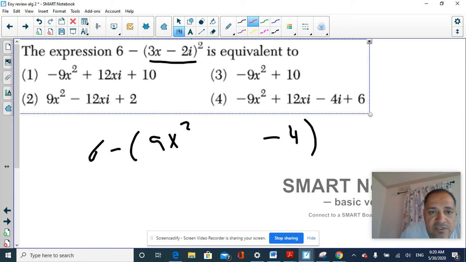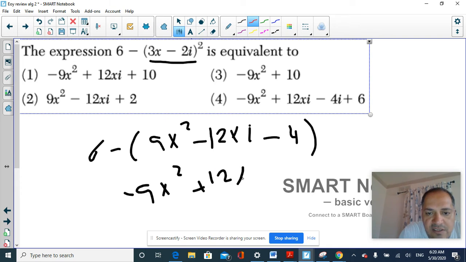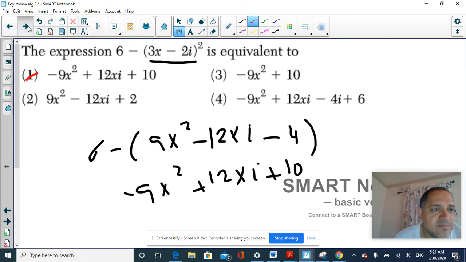The middle term is what? 2 times 2i times 3x, and the middle sign is negative. So 2 times 2 is 4, times 3 is 12xi. Now subtract from 6, distributing the negative sign, so you have negative 9x squared, positive 12xi, and 6 plus 4 is what? 10. Okay? So which one represents this expression? Which one? A? Yes, it's A. So your answer is A.